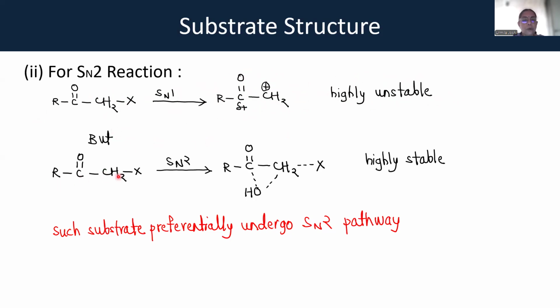But have a look at SN2 reaction when the nucleophile is approaching from the other side of the X. The nucleophile forms a partial bond with the reaction center carbon, but it can also form a bond with the carbonyl carbon because this is also partially positively charged. And so such a transition state is highly stable, and such substrates preferentially undergo SN2 pathway.